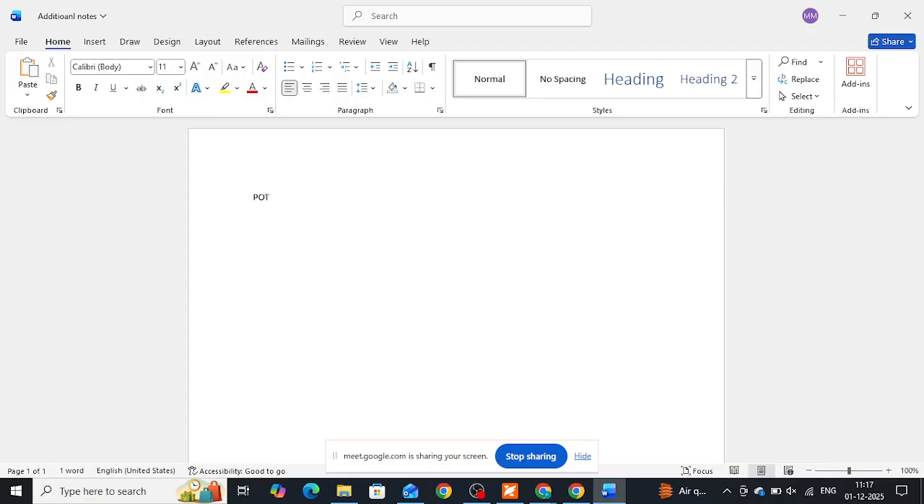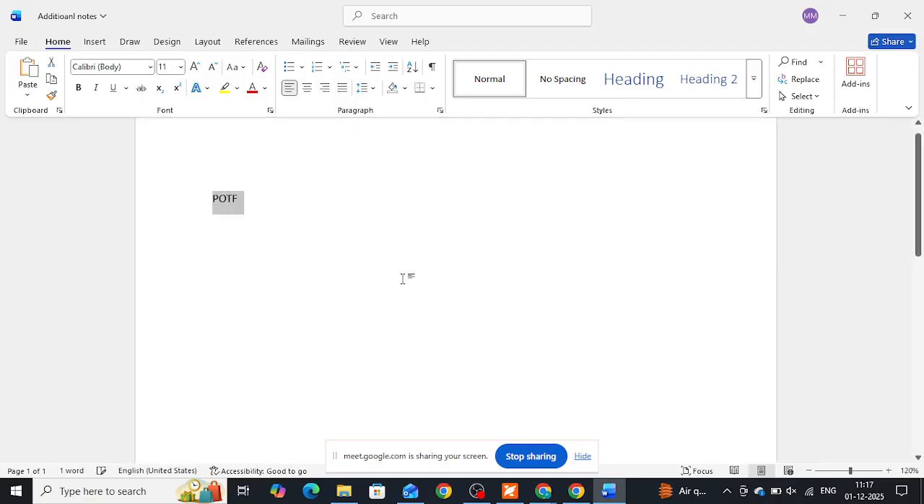POTF. Okay, proof of timely filing limit. What kind of things can we use as proof of timely filing limit? First is the clearinghouse history. Or what we can use if we filed our claim to the wrong insurance, right? That wrong insurance EOB which we filed initially, that EOB we can also use.